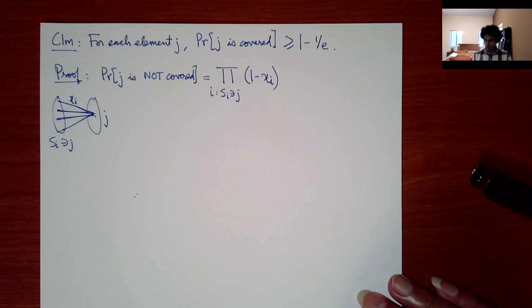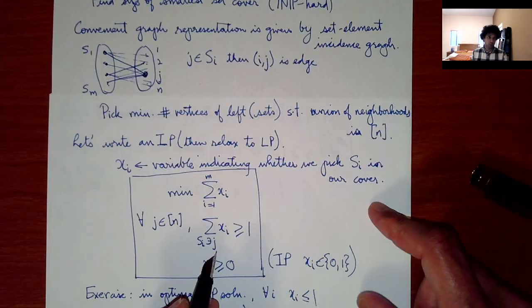And now, using the inequality 1 minus x is less than e to the minus x for x of absolute value at most 1, I'll say that this is at most e to the minus the sum of xi over Si containing j. What is this quantity? What is that exponent? That is at least 1 by the properties of the LP. And hence, this is at most e to the minus 1. And so we're done. That's the probability that j is not covered, so the probability that j is covered is at least 1 minus that. So work of art. For every element, the probability that it is covered is at least 1 minus 1 over e. So you get constant probability of covering every element.